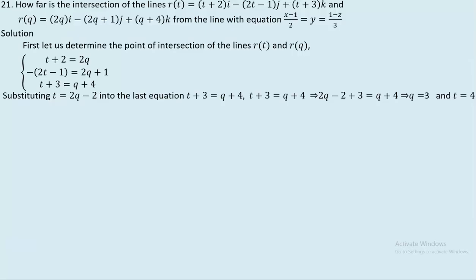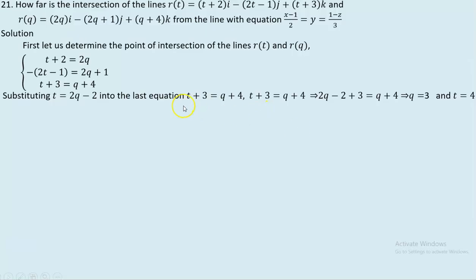Alright? And from the last equation, we have t plus 3 equals q plus 4. In place of t, I have substituted 2q minus 2, so 2q minus 2 plus 3 equals q plus 4. So from this, q equals 3 and t equals 4 can be obtained, okay?